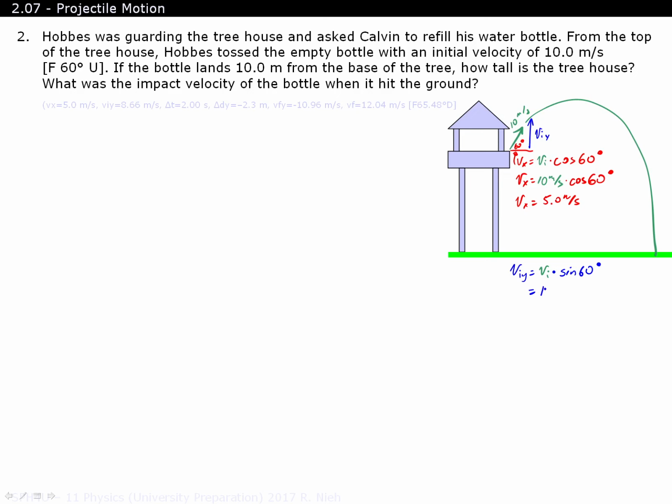All right, let's crunch the numbers in. So 10 meters per second times the sine of 60 degrees, and by memory, this equals 8.66 meters per second. The sine of 60 is always equal to 0.866. Okay, another thing that's been given to us in this problem is that we know how far away the bottle lands. It lands horizontally 10 meters into the distance. So since we have our Vx and we have our delta dx, we can solve for the time that it takes to travel.